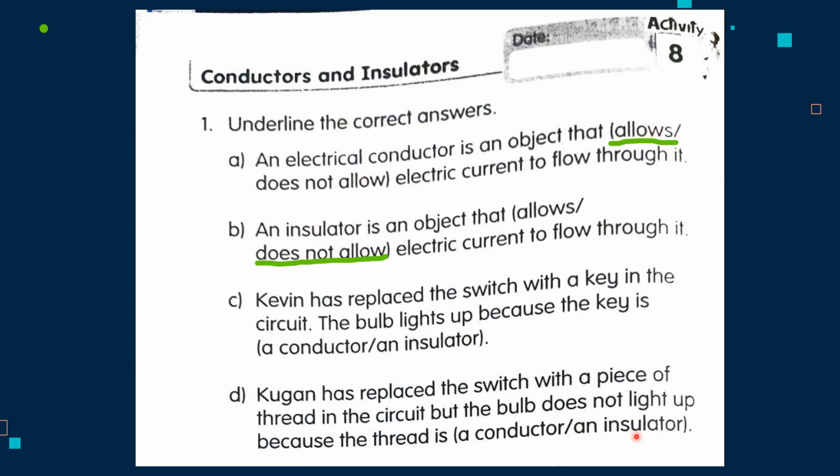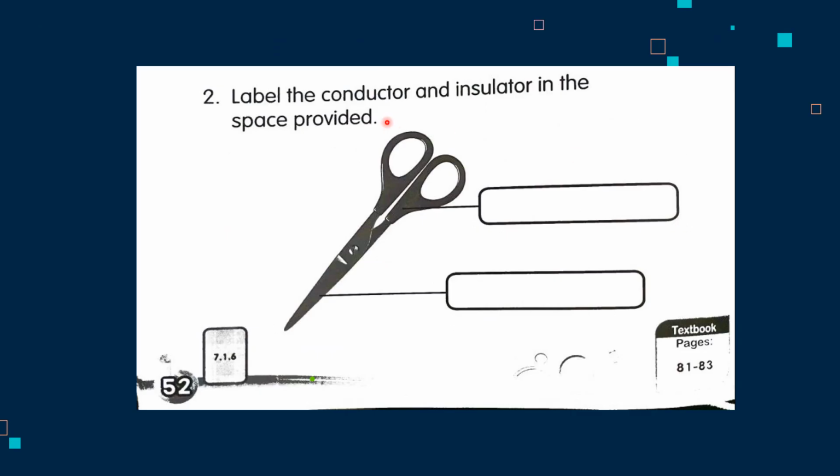Underline the correct answers. Okay, number 2. Label the conductor and insulator in the space provided. Cuba tengok gunting ni. Bahagian mana yang conductor, bahagian mana yang insulator. Kita dah belajar tadi, conductor ialah objek yang membenarkan elektrik melaluinya. Jadi biasanya conductor ni diperbuat daripada besi. So which one is conductor and which one is an insulator? So you label here.